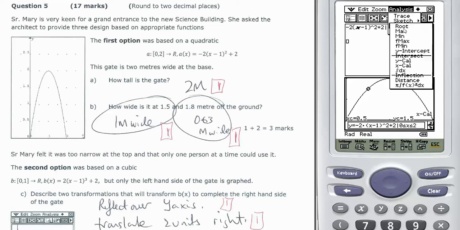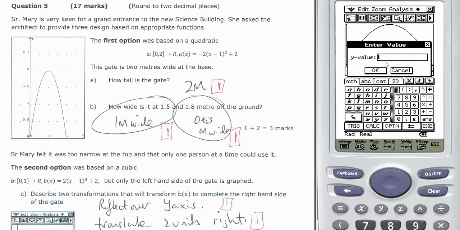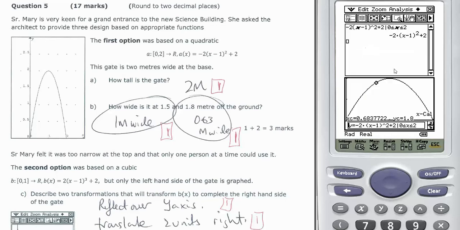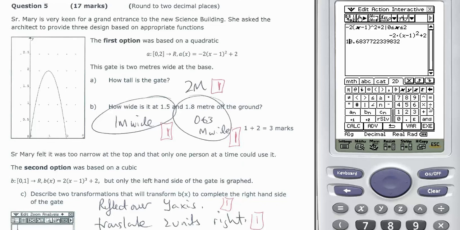And if I do analysis, G solve, X calc, when Y equals 1.8, okay, the X value is 0.66, so I take that and drag and drop it up there. Now I know that the middle is at 1, so keyboard 1 minus that value will give me the distance between there and the middle. So if I take that number and times it by 2, that should give me the width of the gate, which is 0.63 meters wide.